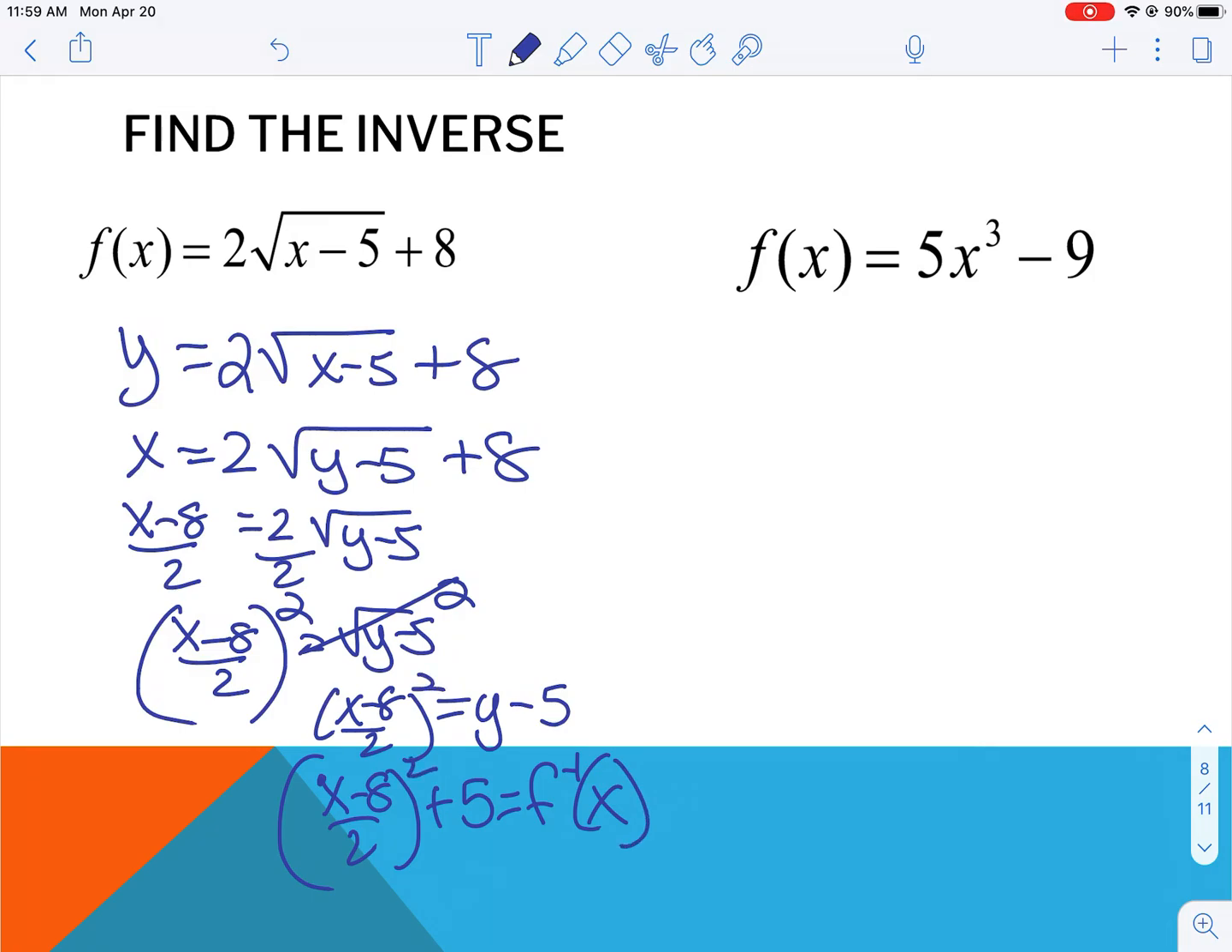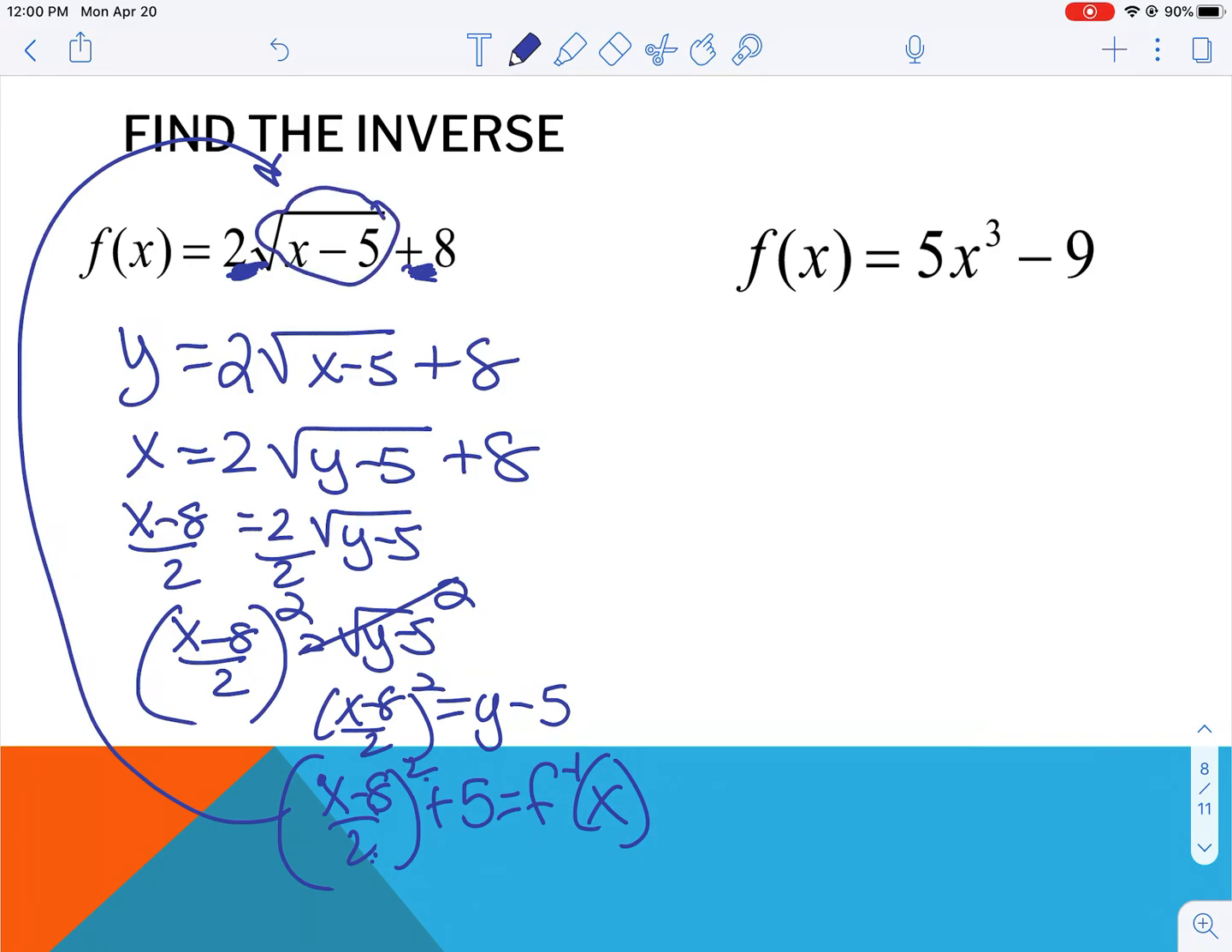Oops, did I forget my square there? There we go. So (x minus 8 divided by 2) squared plus 5. If you look at this, any of these compared to the original, you will see it's literally the opposite of everything you had. See how we have a plus 8 here? We have a minus 8 in our answer. We had timesing by 2 here, but in the answer it's dividing.